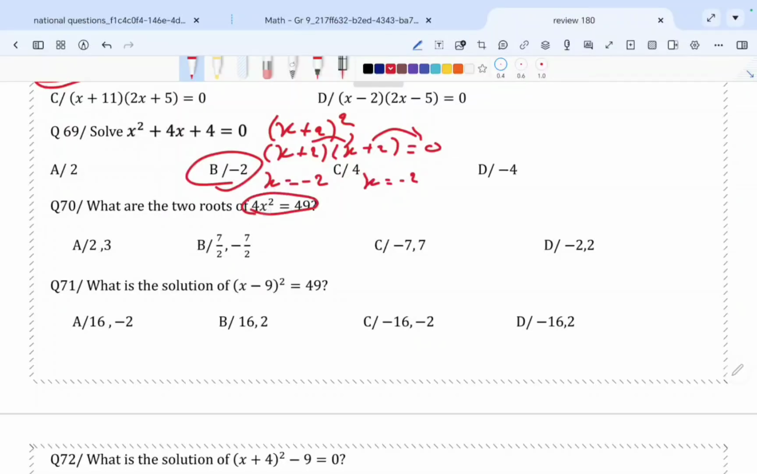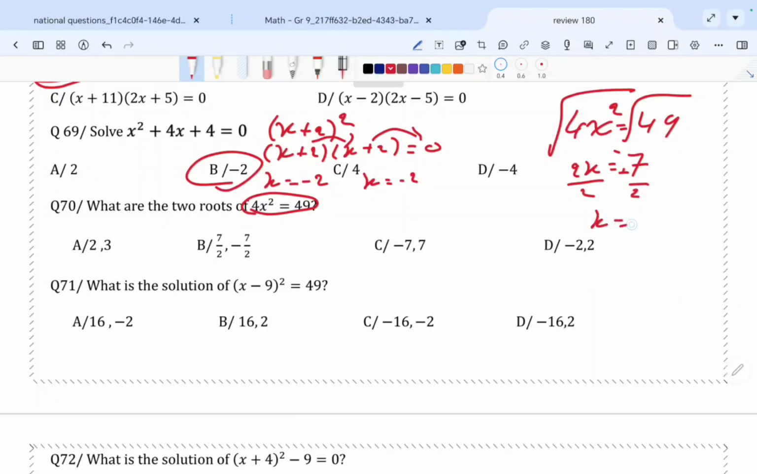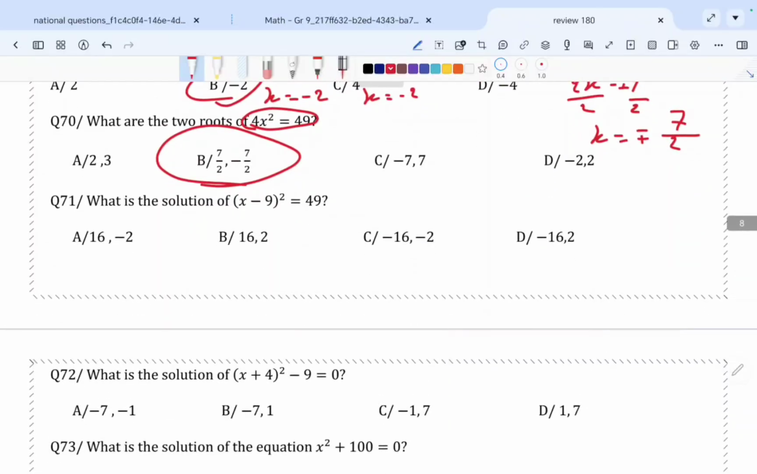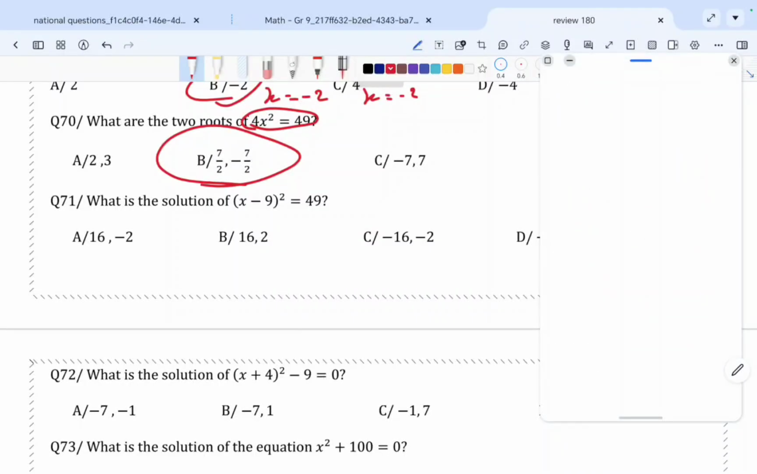Now we have 4x power 2 equals 49. Take the square root of each side. It will be 2x equals positive or negative 7, okay? 2x, divided by 2, divided by 2. x equals positive or negative 7 out of 2. Which one is positive negative? Here it is. Question 71. What's the solution of (x minus 9) power 2 equals 49? Let's solve it.